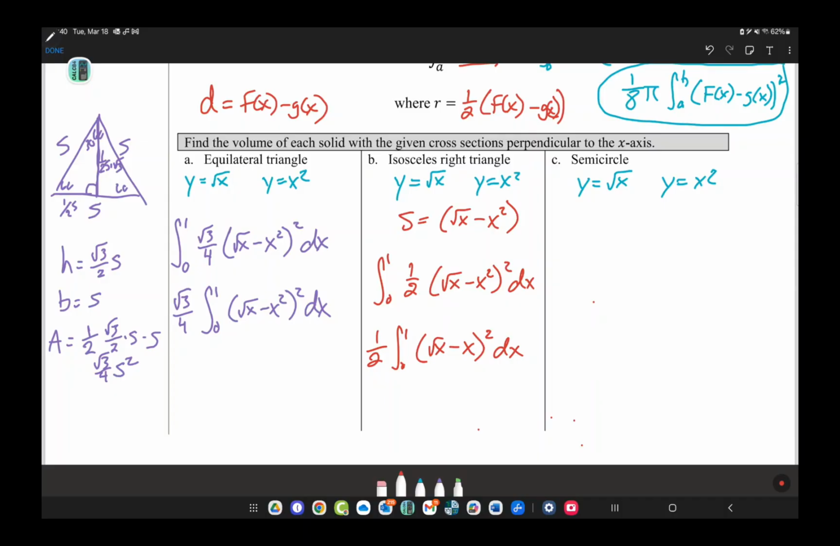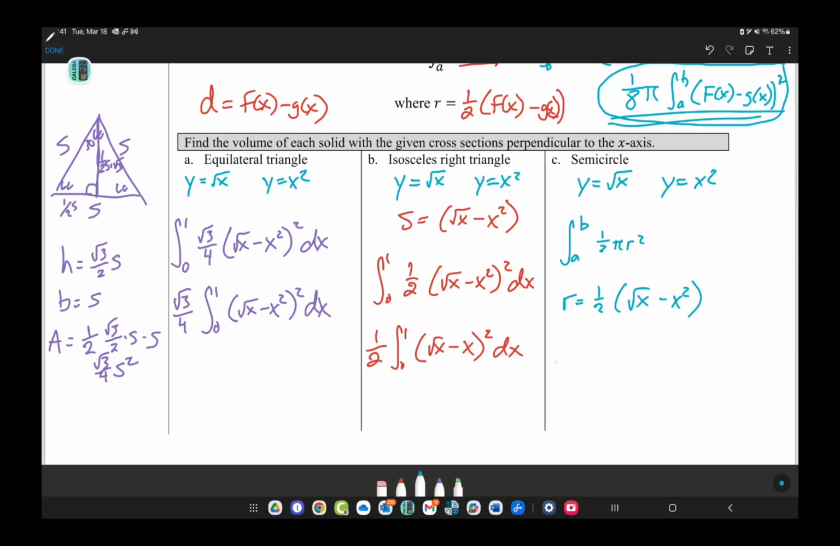All right, and then the circle. Now again, if you have this memorized, which will take memorization if you want to have that, because you're not going to be given that, you can use the integral from a to b of 1/2 of pi r squared. You just need to know that r is 1/2 of the square root of x minus x squared.